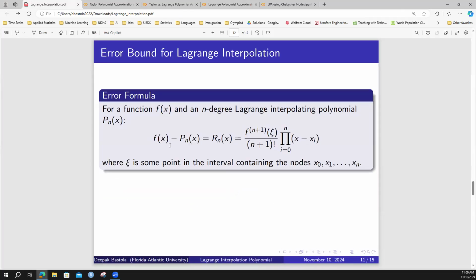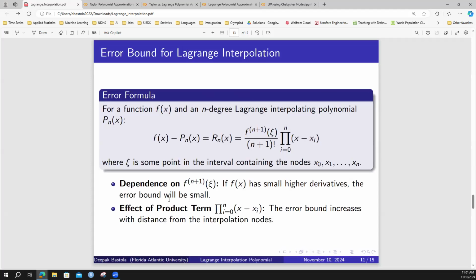So this is what the original function is, right? And this is a polynomial, the Lagrange polynomial. So the difference is, of course, the error. If it is zero, of course they are the same, but here it is not zero. We have some Rn(x), right? We have some remainder. We have some error. So this error will be calculated by this formula. So this is the error for the Lagrange interpolation polynomial, and we will see that of course the error depends on the n plus 1 degree of differentiation.